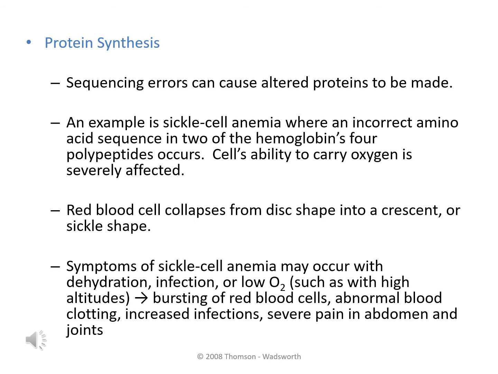People who do have this genetic variation leading to sickle cell anemia can have the potential effects of bursting of the red blood cells, abnormal blood clotting, increased infections, as well as severe pain in the abdomen as well as joints.